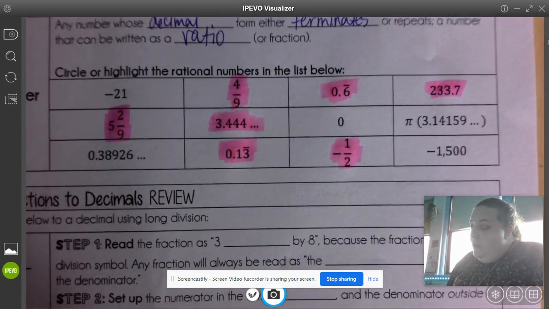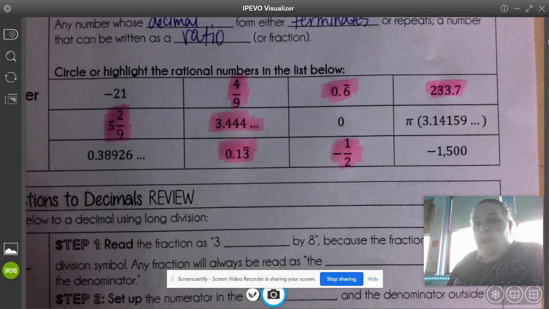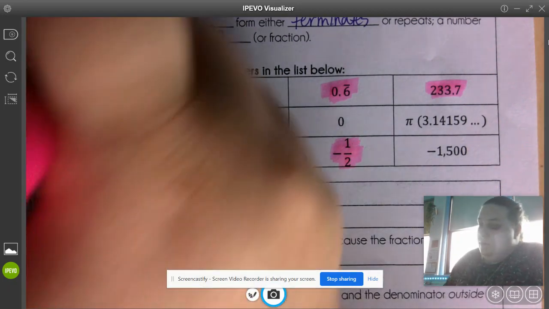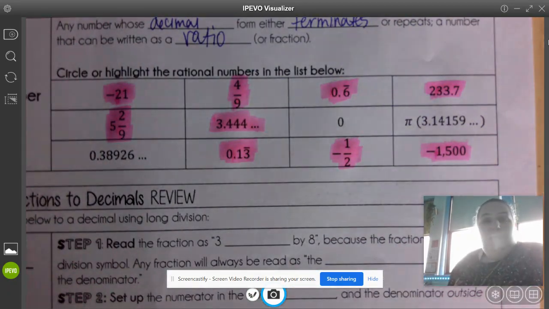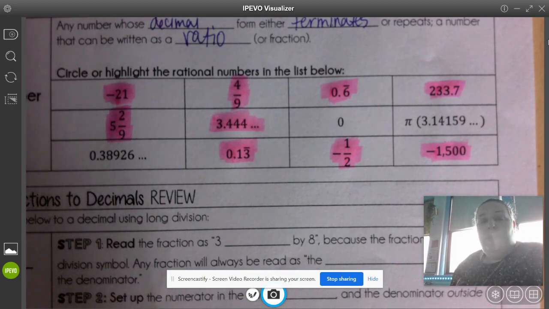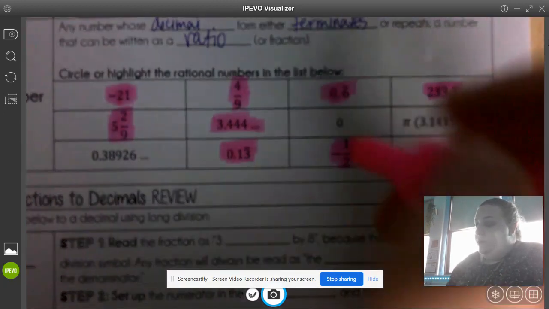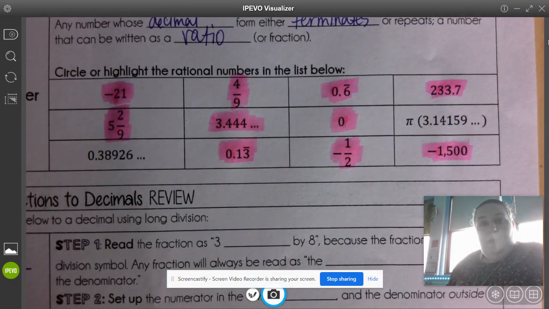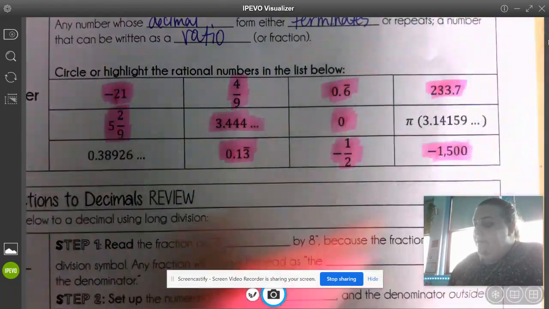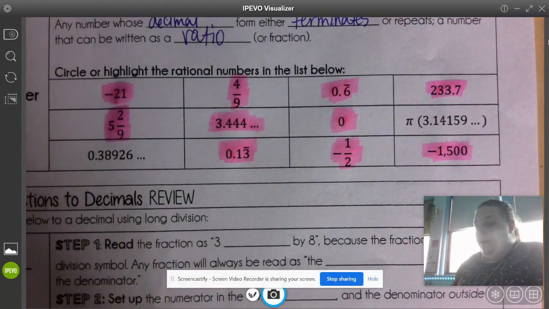All right, so some others that I can write as fractions, and what we saw in our previous lesson, would be negative 21, as well as negative 1,500. So we can write those as fractions by putting each of them over 1. When we have a positive or negative whole number, basically an integer, you can write it as a fraction by putting it over 1. 0 is also a rational number. It falls into the whole numbers category, and it can be written as a fraction by putting it over 1. So we're left with pi and this decimal that are irrational.